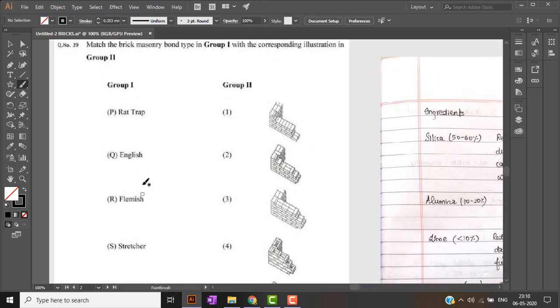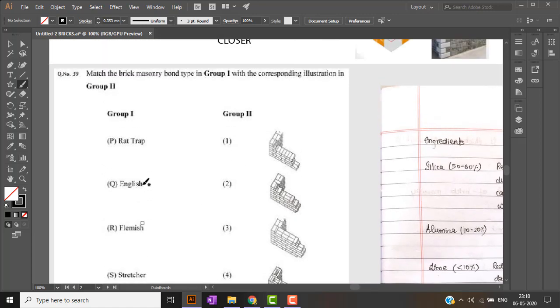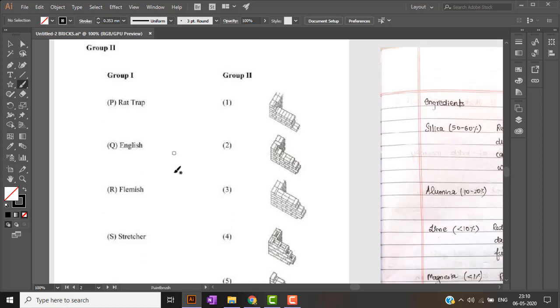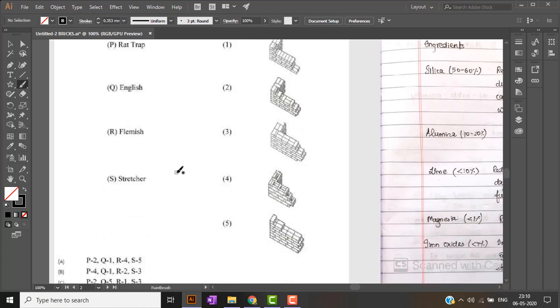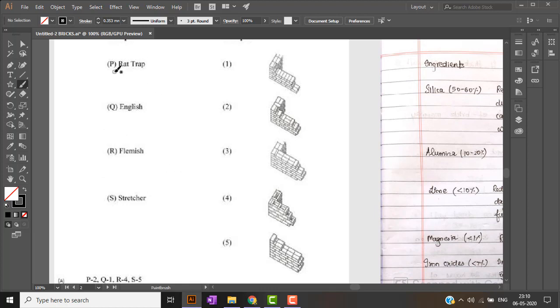Now this was the match the following question which was asked in GATE 2020. I couldn't get a clear image of that, so if you need the question, it is available in the GATE 2020 architecture paper. So here P, Q, R, S: rat trap bond, English, Flemish, stretcher bond was asked, and they gave the 3D views of that. So it's very easy to figure out.